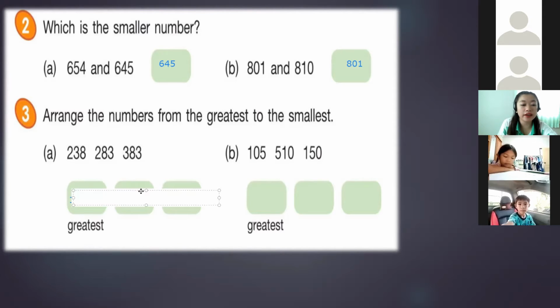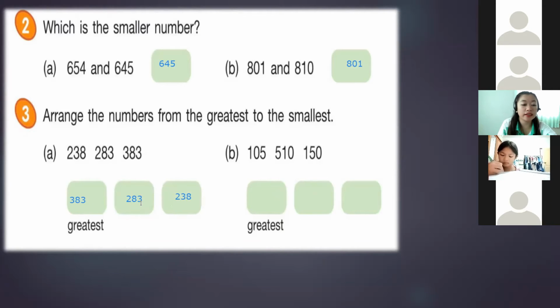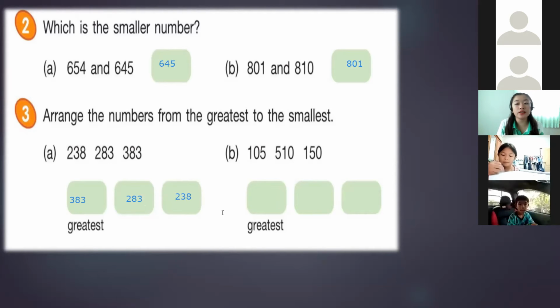What about the next greatest number? What is next to 383? 283. Very good. We have 283 because in the tens place, 8 is greater than 3. What about the least or smallest number? 238. Very good. So the arrangement in letter A is 383, 283, and last, 238. Okay, let's proceed to letter B.